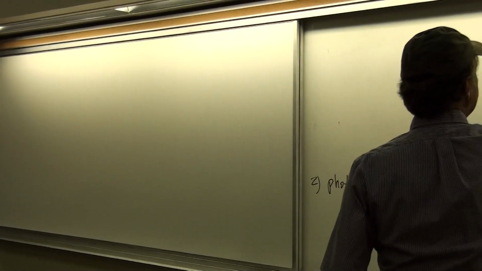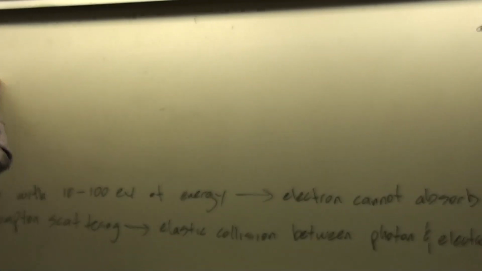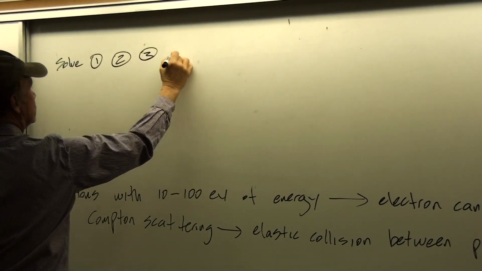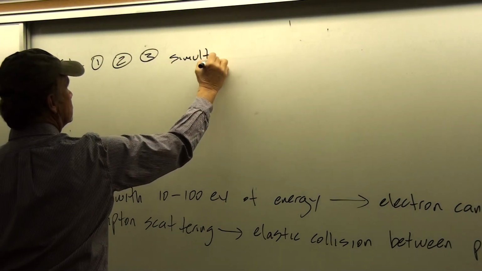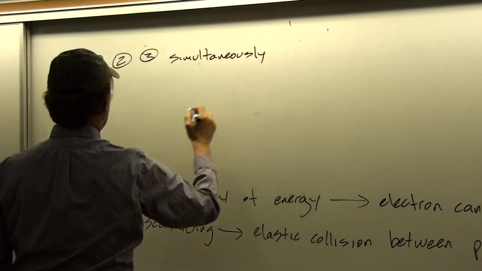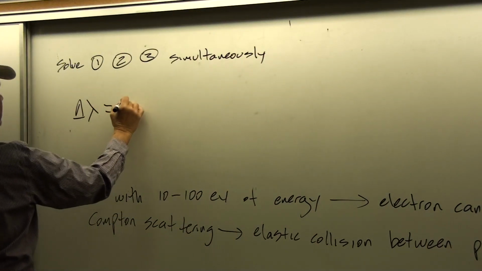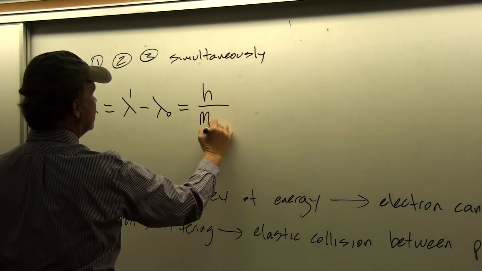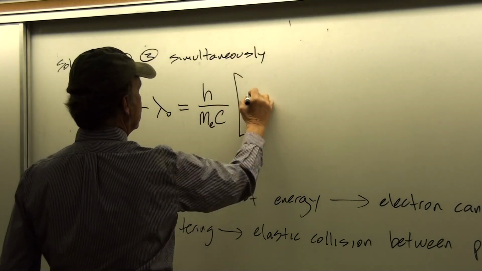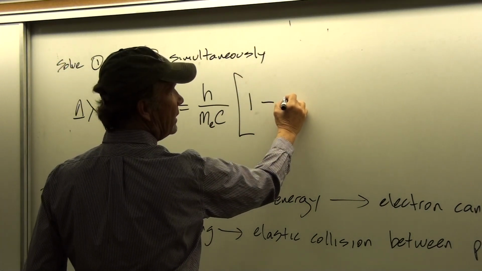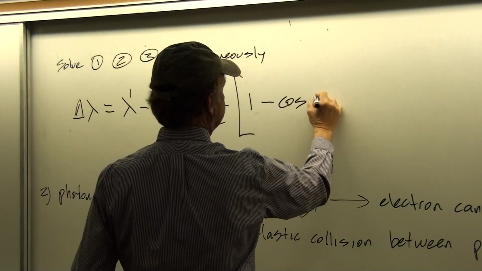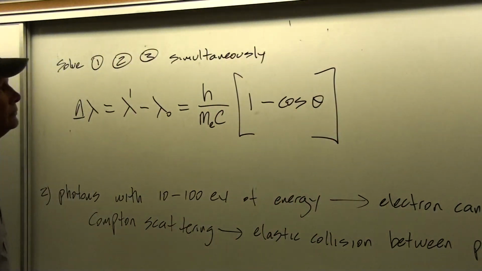We solve equations 1, 2, and 3 simultaneously. We get delta lambda, which is equal to lambda prime minus lambda naught, is equal to h divided by the mass of the electron times c, times 1 minus the cosine of theta. Okay, so theta then is the scattering angle of the photon.